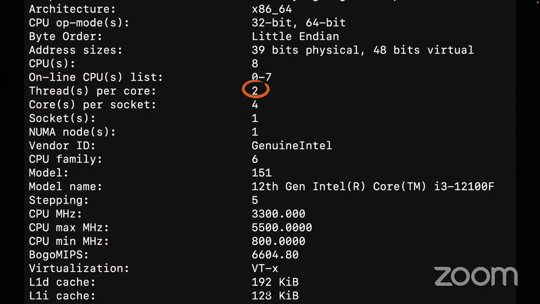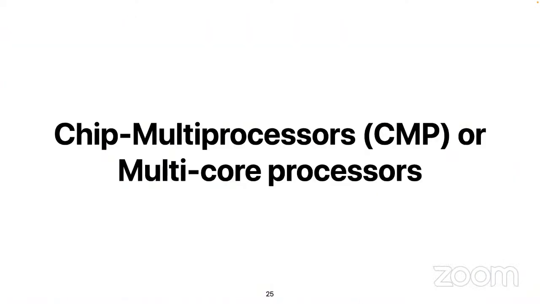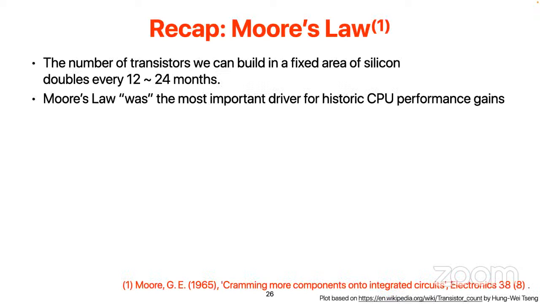If you see something like 2 threads per core, that pretty much means that you have simultaneous multi-threading. But then soon you will notice that my processor also has another line saying that I have 4 cores per socket. What does that mean? It is actually the second idea that we are going to talk about today: chip multiprocessor, or multi-core processors. So let's go back from this one.